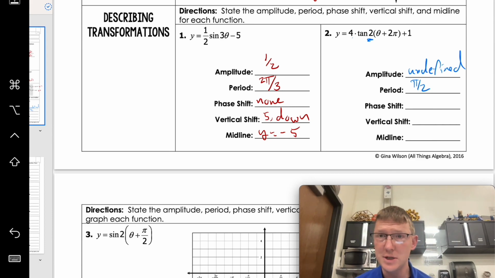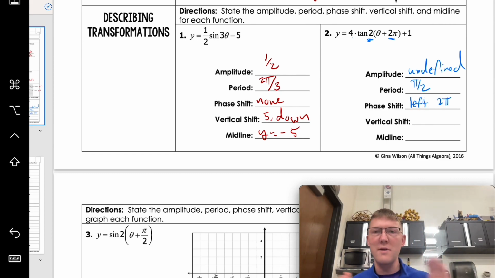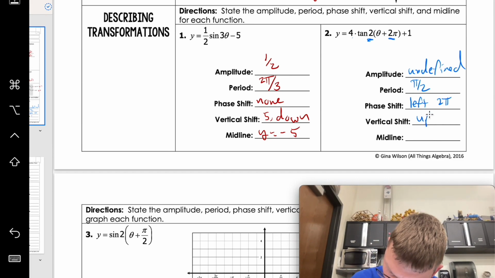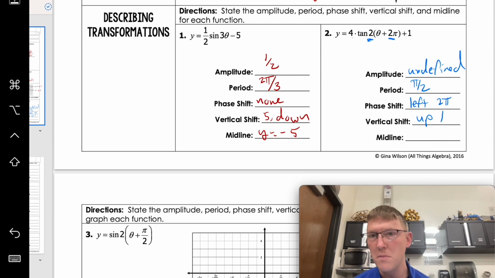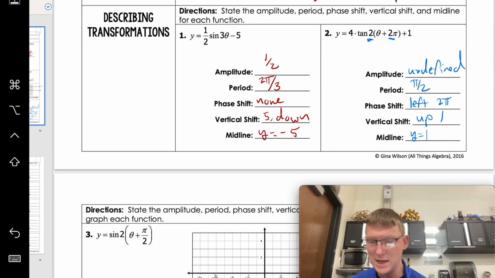Our phase shift, so that's going to be left and right, is going to be from this guy right here. And we're phase shifting left 2 pi. Remember, inside of the function, there's that negative sign that just switches how things work. And then our vertical shift is going to be up 1. And then our new midline is going to be y equals 1. So for a tangent, remember our tangent looks something like that. So this dot would then be on y equals 1 as opposed to y equals 0.